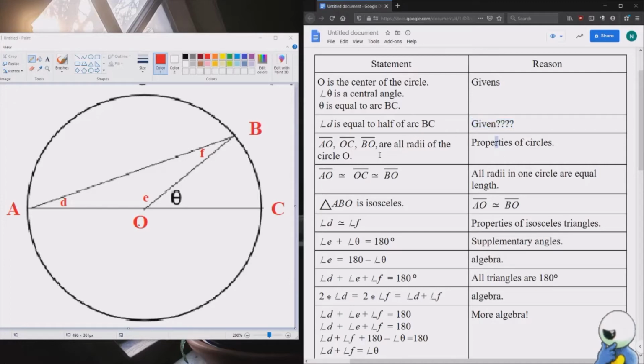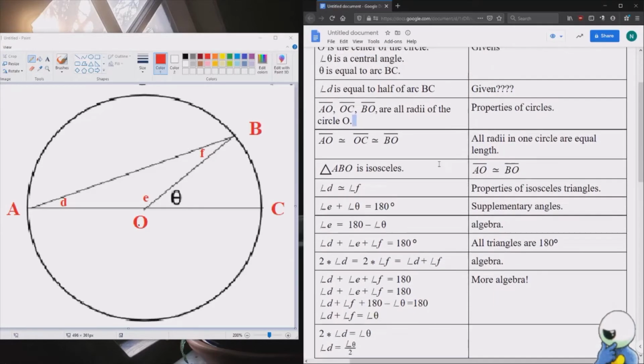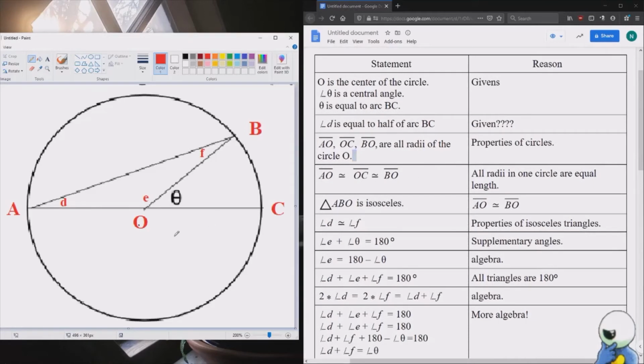So let's look at the diagram, see what we can pull out. Since O is the center, we know that AO, OC, and BO are all radii. That's these lines here. Three radii, so that means that they're all equal. Pretend these are congruent symbols.